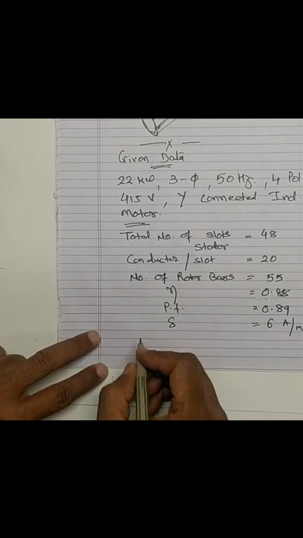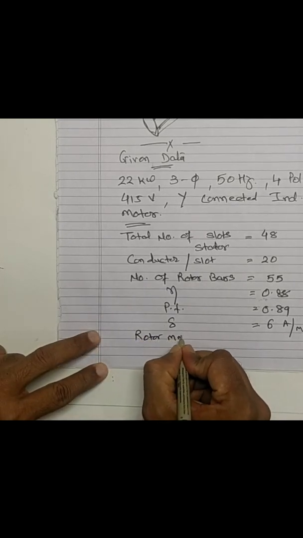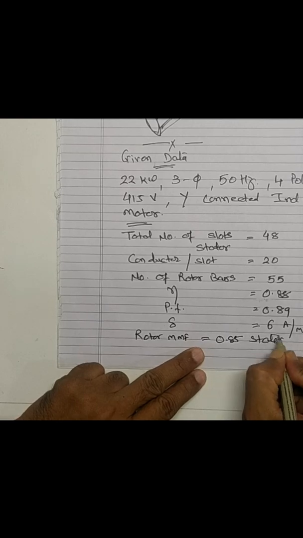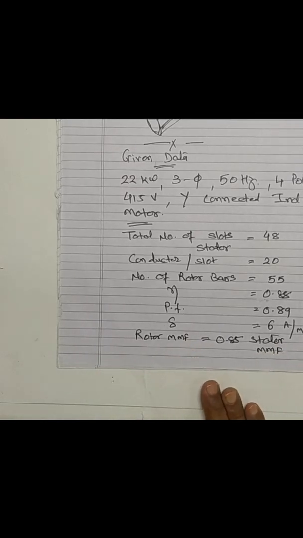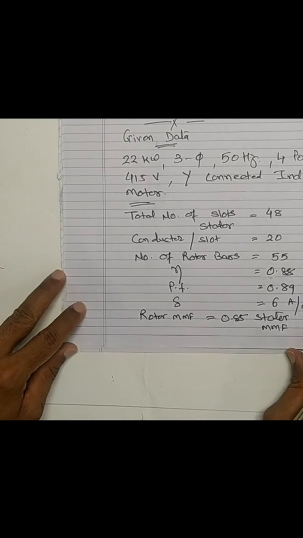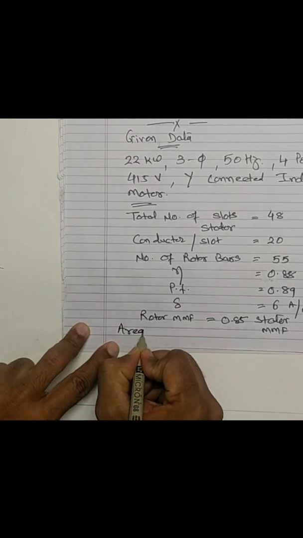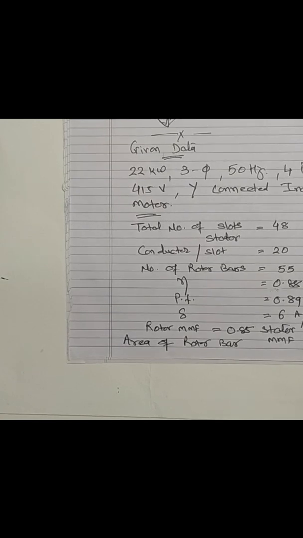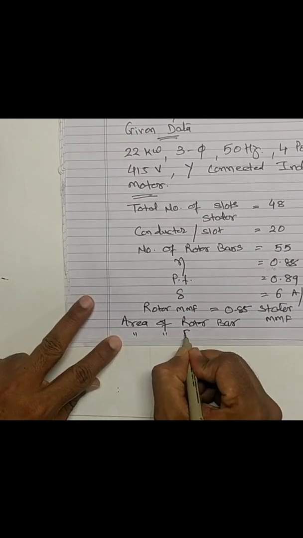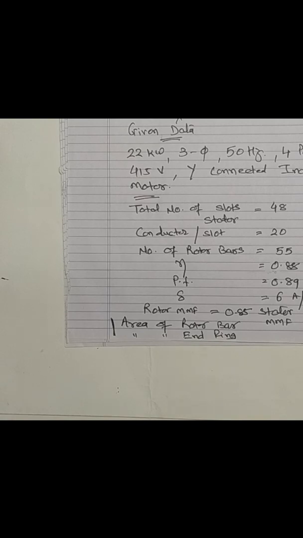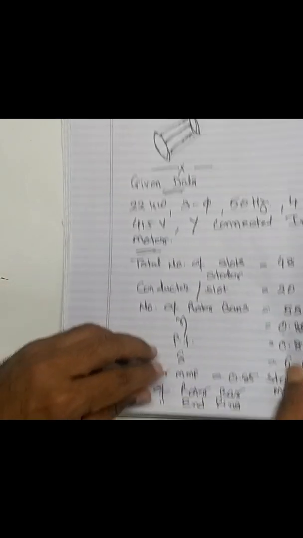And one more condition is given, that rotor MMF is 0.85 times stator MMF. So 85% of the stator MMF is required for the rotor as rotor MMF. So what we need to calculate is the area of rotor bar as well as the area of end ring. These two parameters we need to calculate. Some of the steps are very common, normally we follow them in each numerical of design.